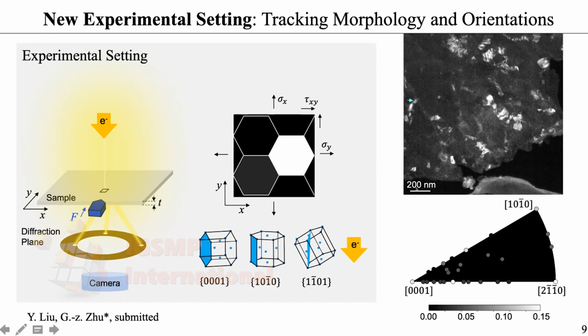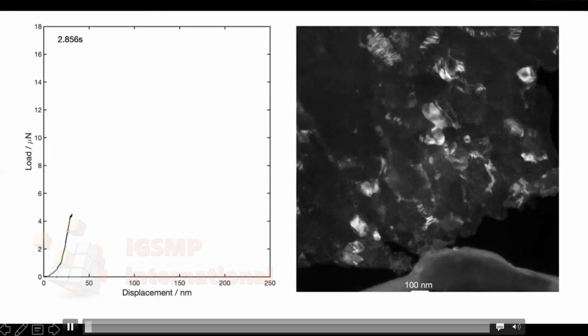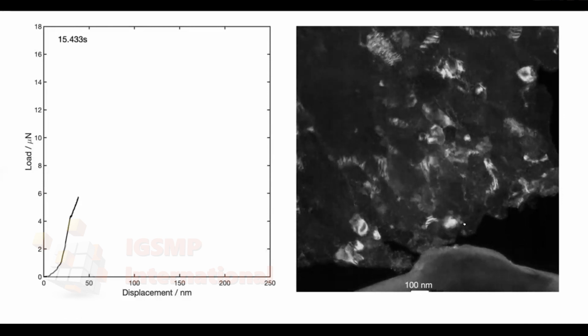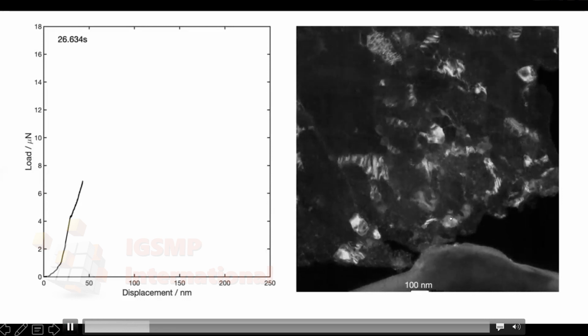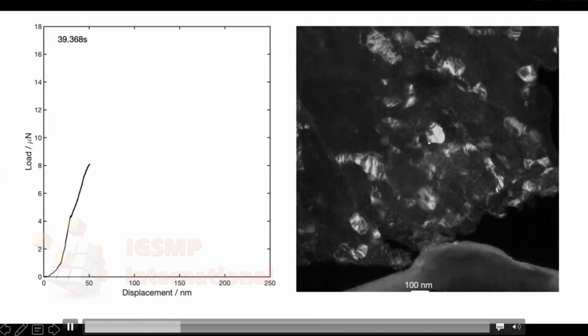So here is just a graph showing you the obtained imaging as well as how the contrast changes with different orientations. So here is the result we've been having now. You can see with the force applied to the specimen, we will be able to see the contrast changing of the local grains, which are about 100 nanometers in size. And you can see some of them become darker and some of them become brighter.